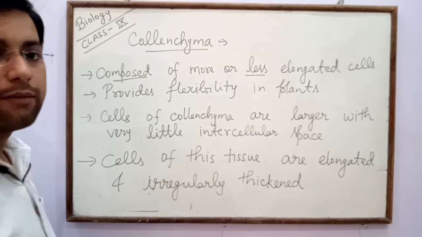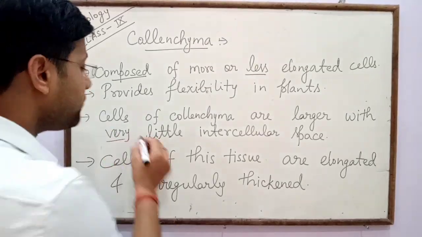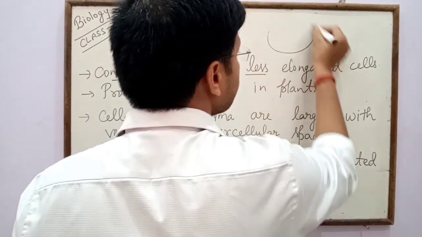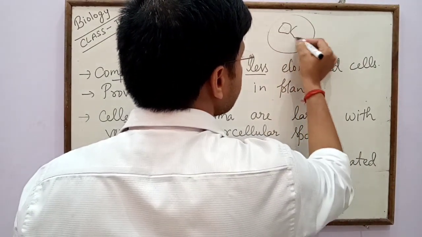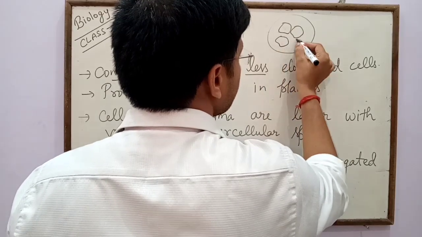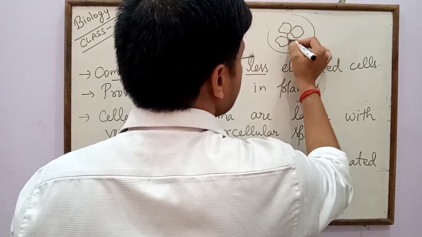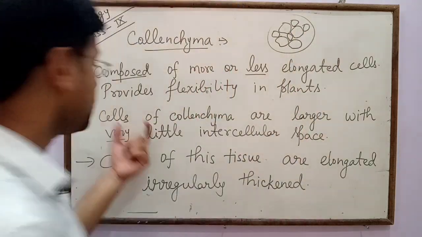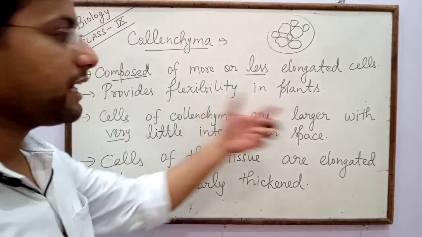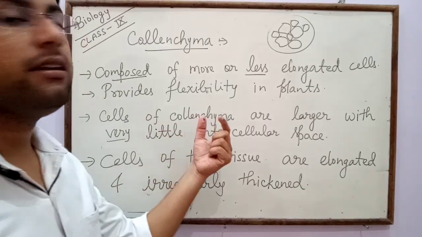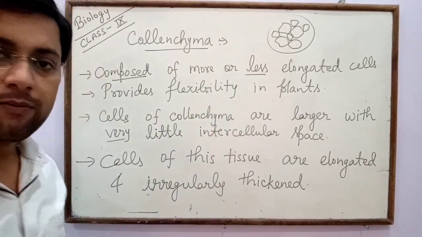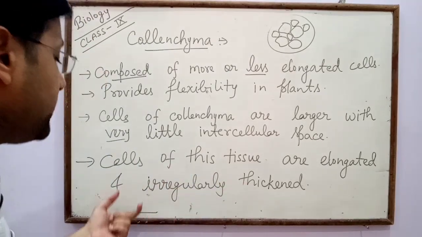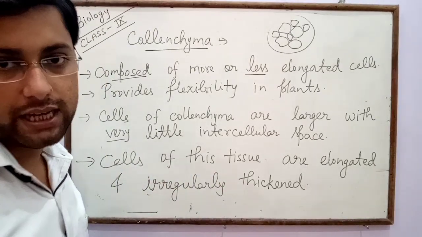Cells of collenchyma are larger with very little intercellular space. This means that in collenchyma, intercellular spaces are present but there is little gapping between the cells. Cells of this tissue are elongated and irregularly thickened.